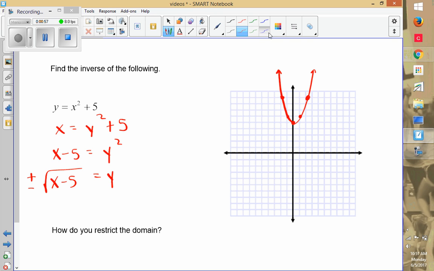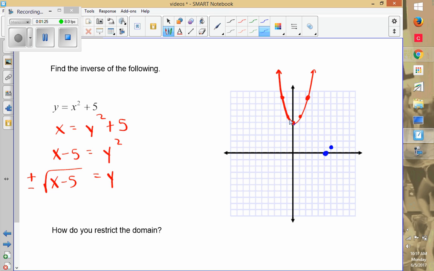So if I were to graph that on our axis, my previous video said that when I'm graphing, I can just take the points and switch them. So without actually finding this equation, I can still graph it. Our vertex was at the point 0, 5, so now we're going to be at the point 5, 0. This point right here is 1, 6, so it's going to become 6, 1.